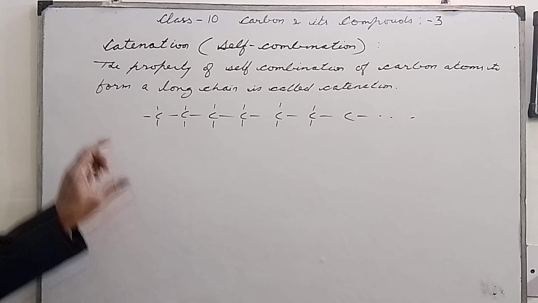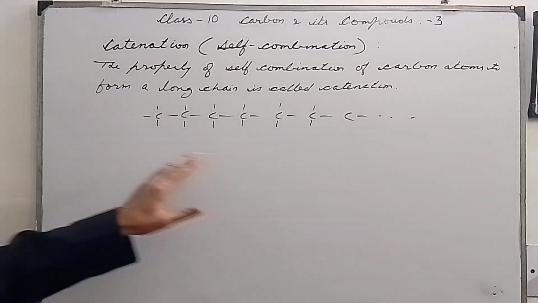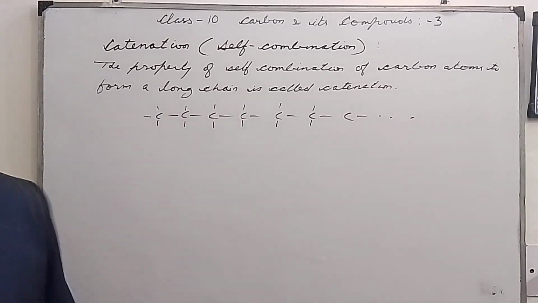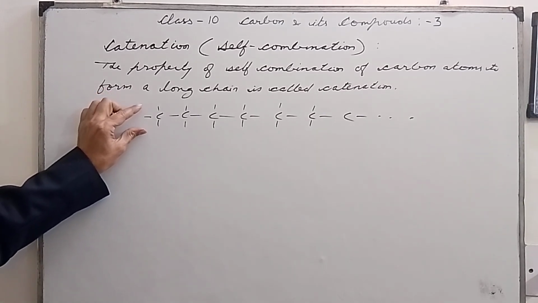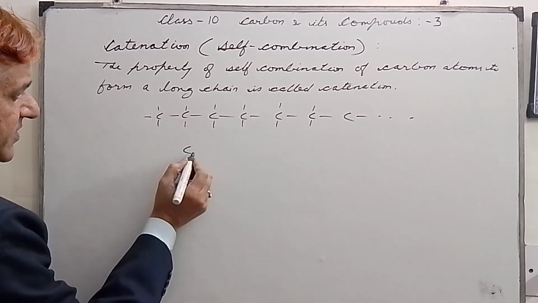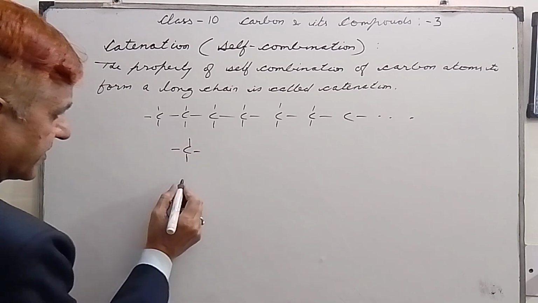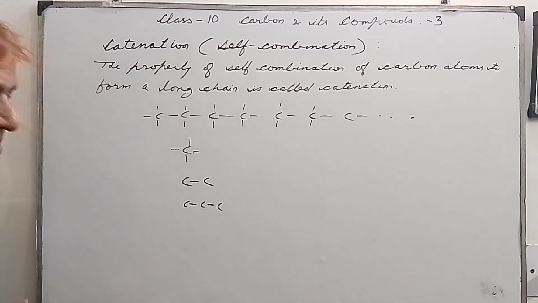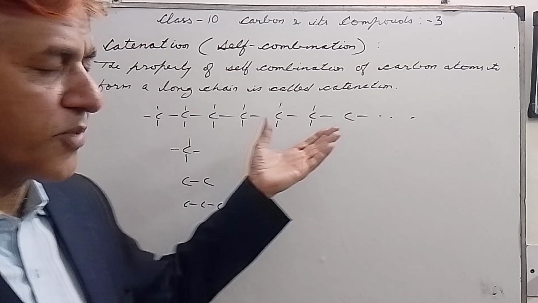So my dear students, the property of self combination of carbon atoms to form a long chain of carbon atoms is called catenation. Due to this property, carbon has a large number of compounds, because if we have one atom of carbon, this is one substance, and there are some compounds where we have 2 atoms of carbon and 3 atoms of carbon. So in this way we can have thousands of compounds of carbon.